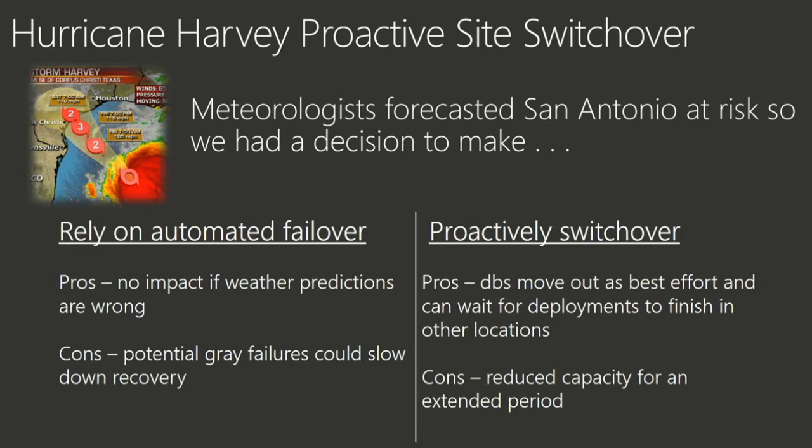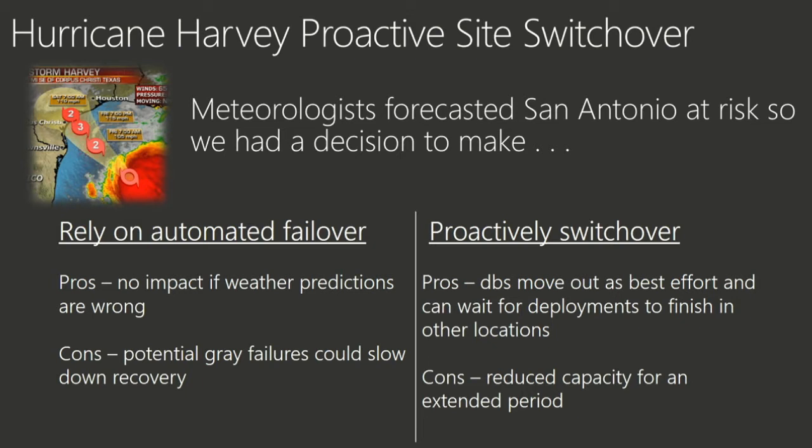The first choice we could have made was to rely on our automated failover muscle. And the downside to that is that if we get into a gray failure scenario, it could take a little bit longer to recover. The other option is to proactively switch over. And what this does is it allows our databases time to fail out. And take, for instance, we have an active in San Antonio and 3 other copies. One is out for deployment, which we do frequently to make sure they have the latest builds. And then we have 2 other hardware failures. I know that seems improbable, but at this scale, it happens.